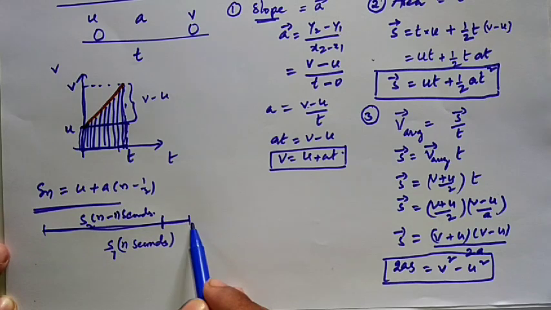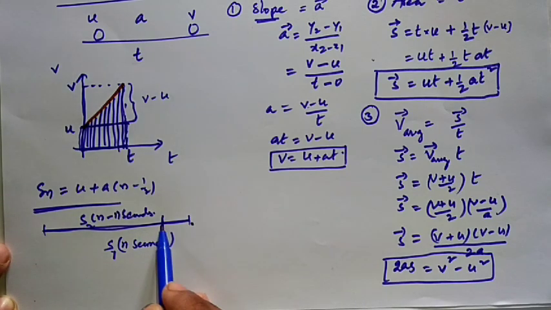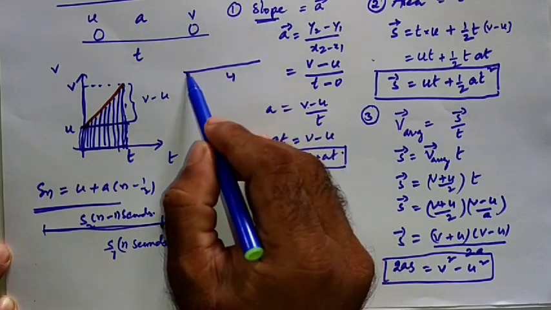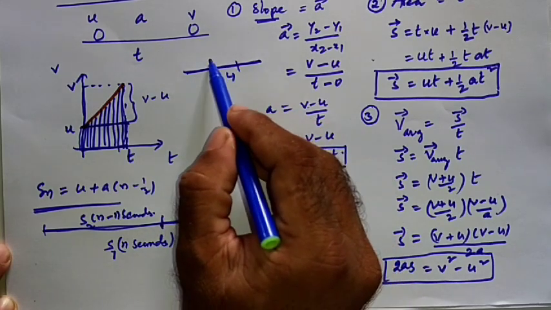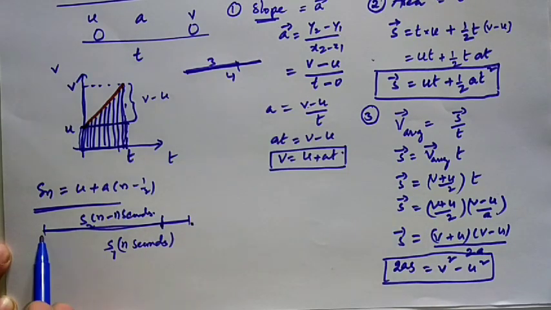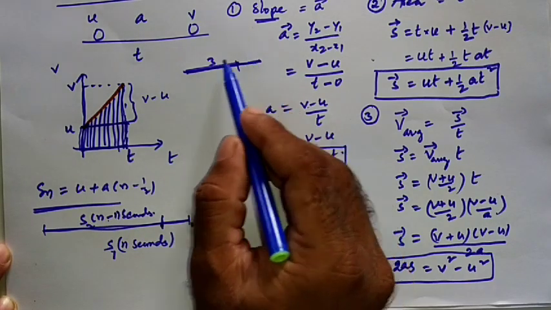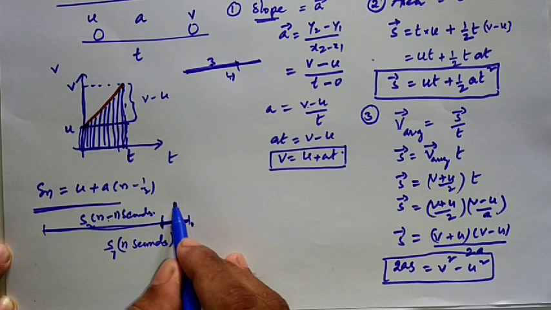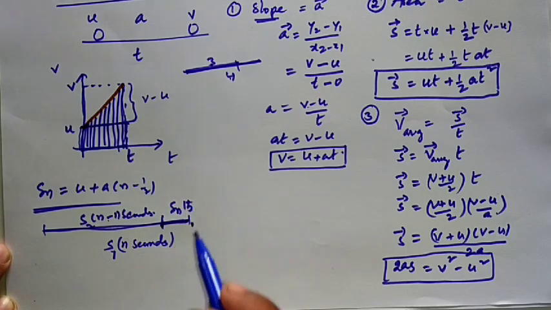This is up to n, and this is n minus 1. Simply, this is the distance traveled in 4 seconds, and this is the distance traveled in 3 seconds. Similarly, in n seconds is this, and in n minus 1 seconds is this. Means 4 minus 1, 3. Now what about this? This is the distance traveled in the nth second. Am I correct or not?